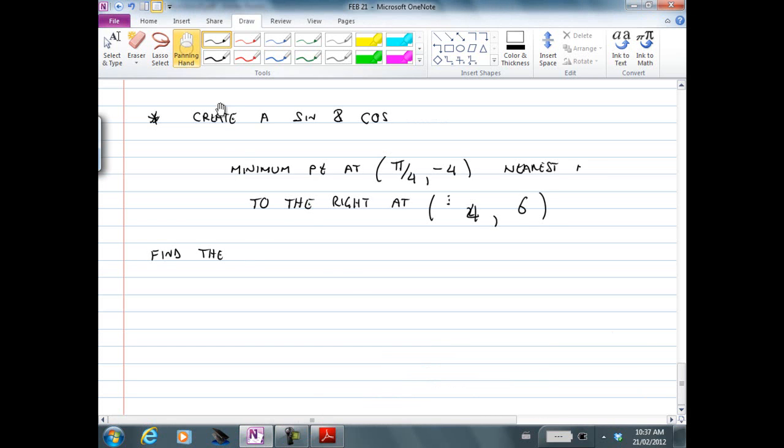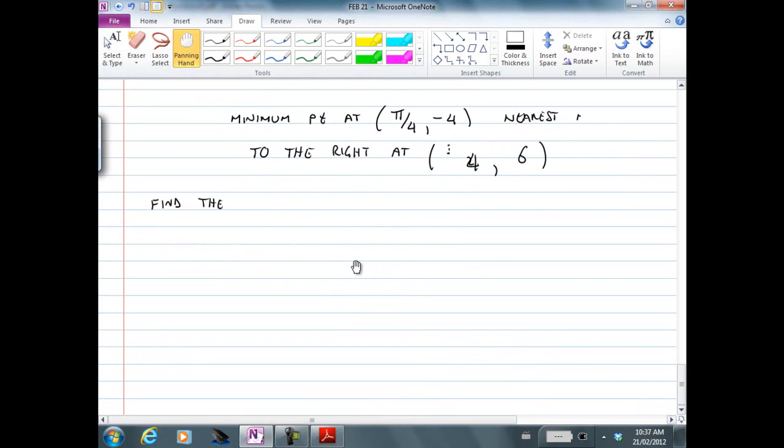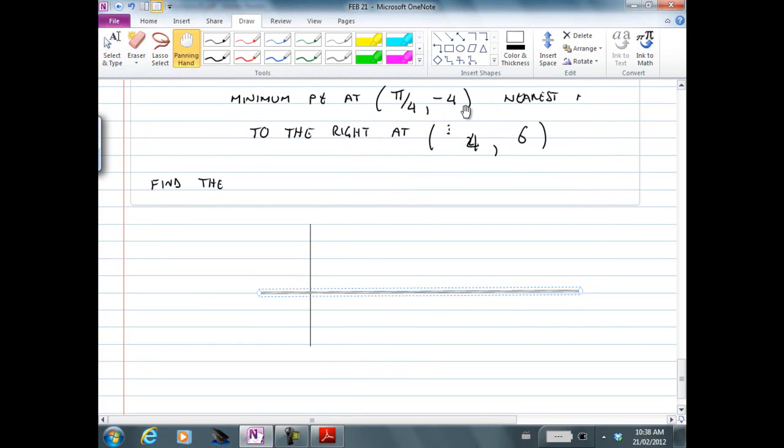So guys, gals, the best way to do this is draw a rough sketch right now. Let's draw a rough sketch. Draw a grid for me, please. Just a simple grid. It says minimum point is at pi by 4, negative 4. So take a guess where pi by 4 is. I'm going to choose right here. We'll call it pi by 4. Put in pi by 4 for me. Okay, I'm just guessing.